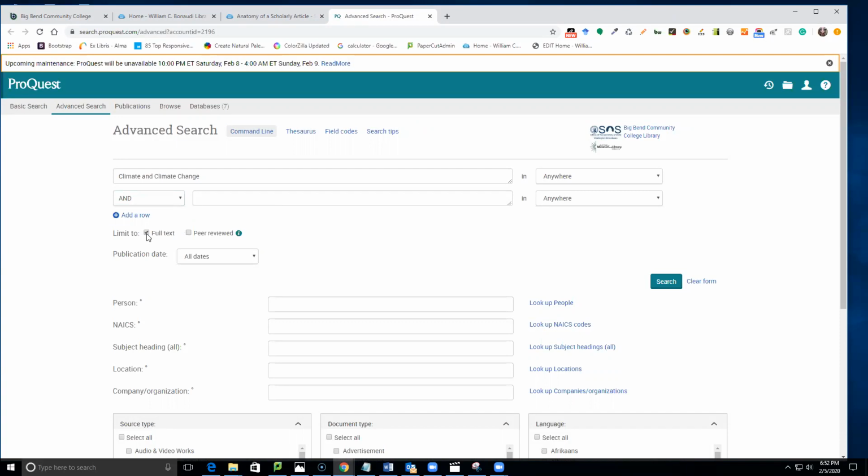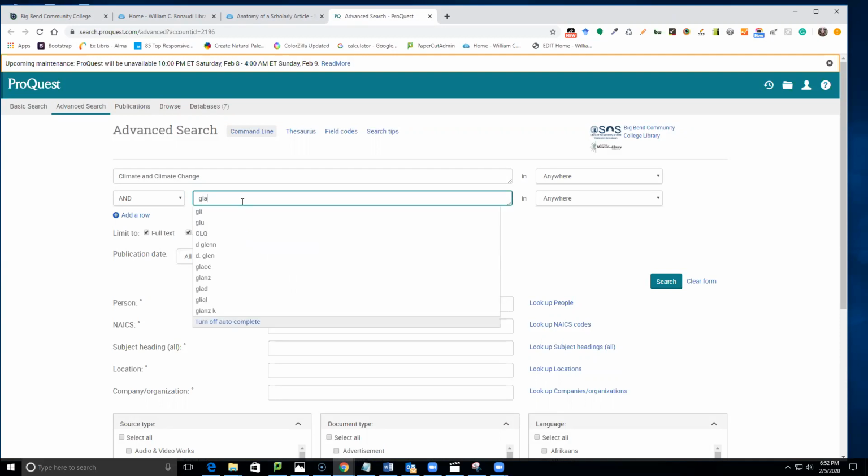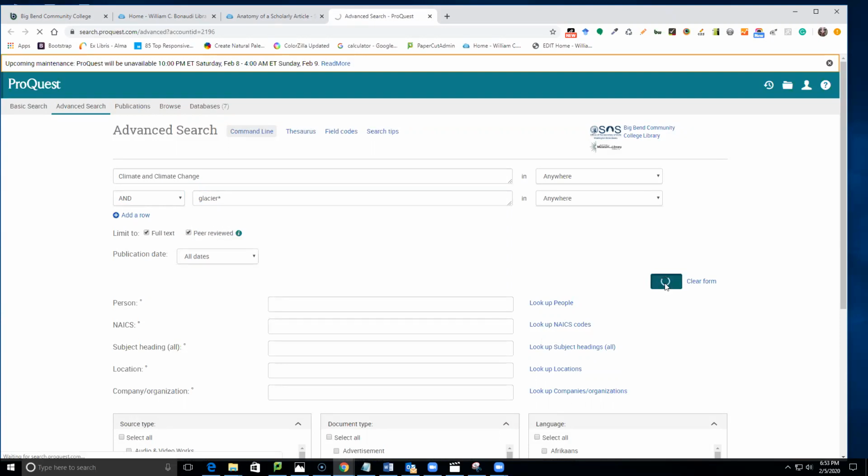So you have some things to do here. You're going to select for full text and peer reviewed. Now, remember, peer reviewed just tells you it's a peer reviewed journal, not the article. You still actually have to look at the article. I'm going to put in glaciers, and I'm going to put a truncation mark, which is an asterisk. So I get glacier and glaciers, and I'm going to go to the search.